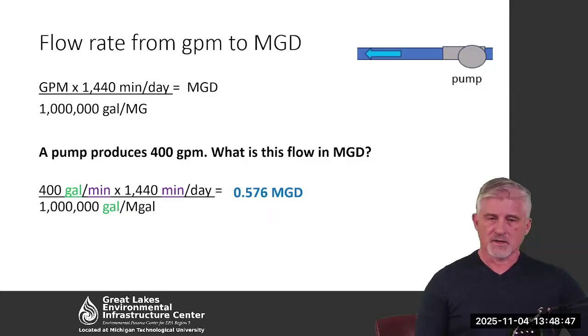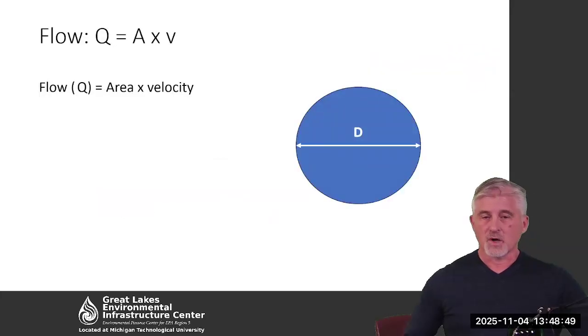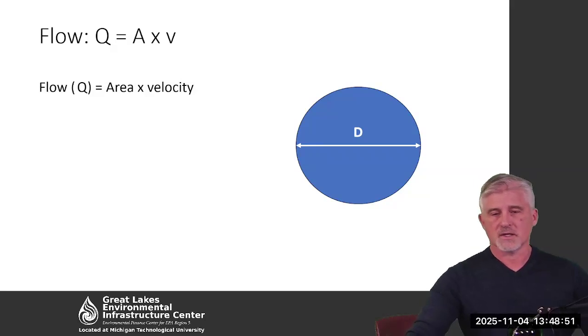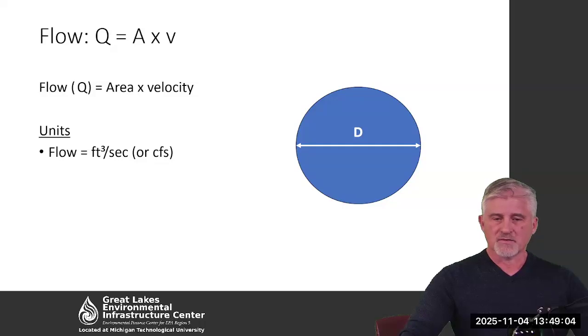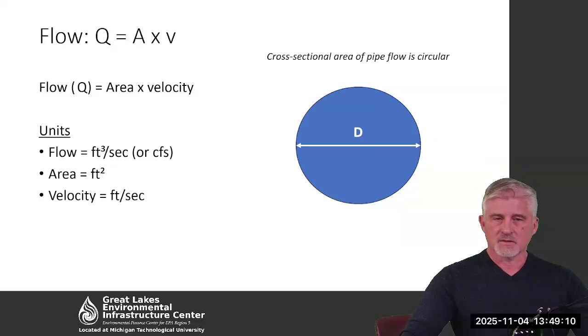Now, we're going to go on and we'll talk about flow. So flow is noted as Q, and flow is equal to the area multiplied by the velocity of the flow. So the units for flow are cubic feet per second, or CFS. The area is in square feet. Our velocity is in feet per second. And we'll look at where the cross-sectional area of a pipe flow is circular.